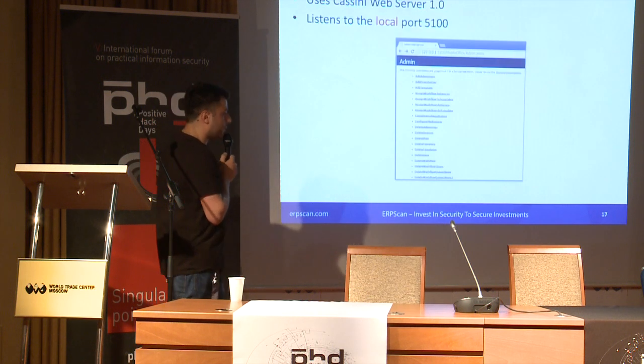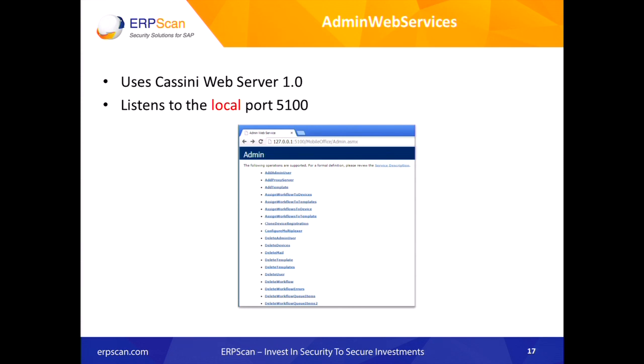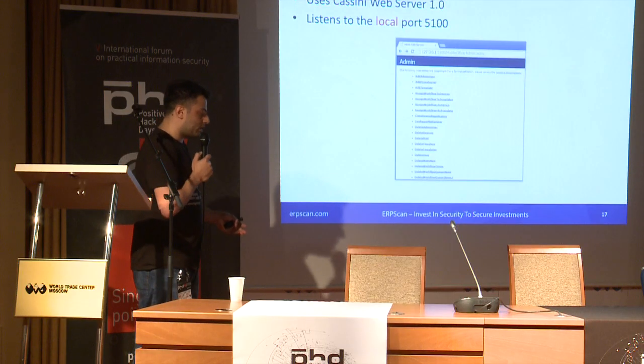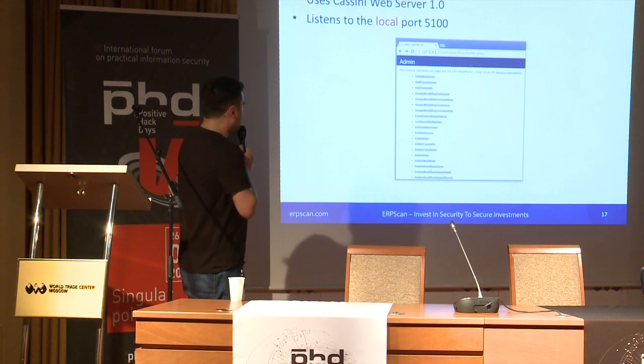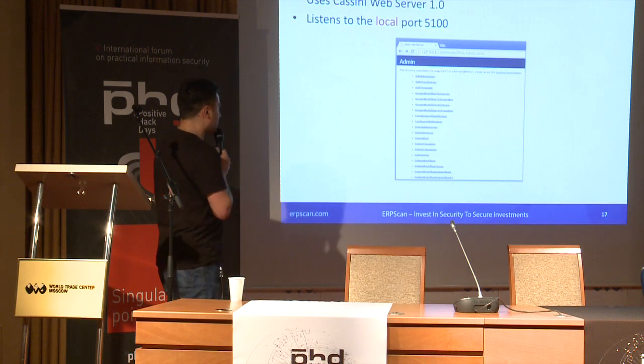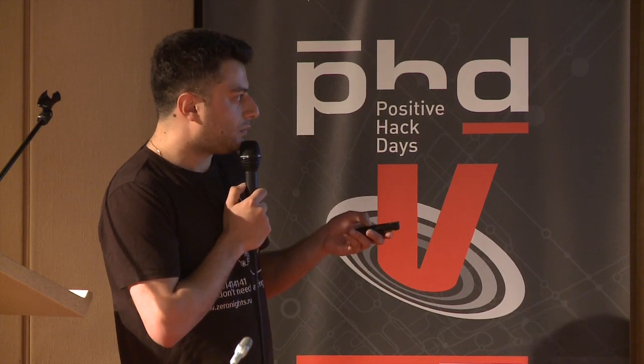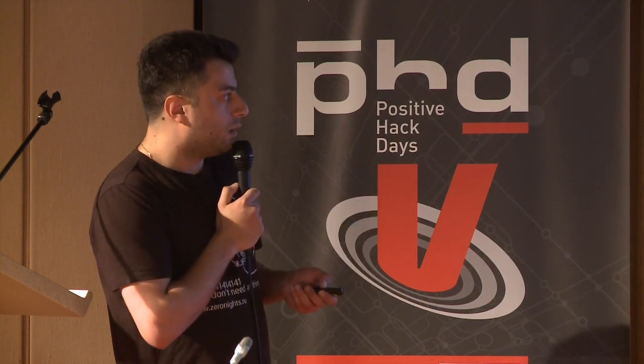And the second service that we're going to look at is the Admin Web Service. It uses Cassini Web Server 1.0, and it needs it so that the admin from the local server would be able to control SAP Mobile Server. He can use the methods listed here in order to create administrators, create users, remove the email, etc.